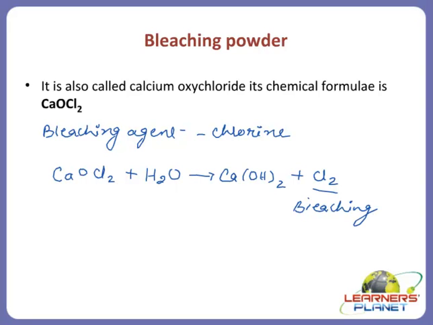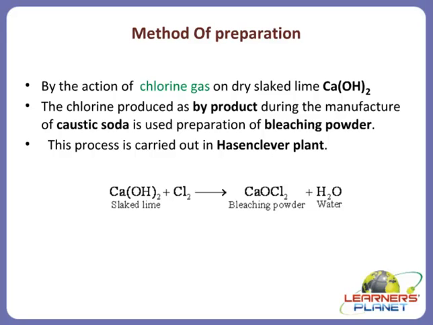This chlorine causes bleaching, right? So this is your bleaching powder. Now let's see its method of preparation and its properties. So how can it be prepared? It can be prepared by the action of chlorine gas on dry slaked lime. Slaked lime is what? Calcium hydroxide. So by the action of chlorine gas on dry slaked lime, this can be prepared.